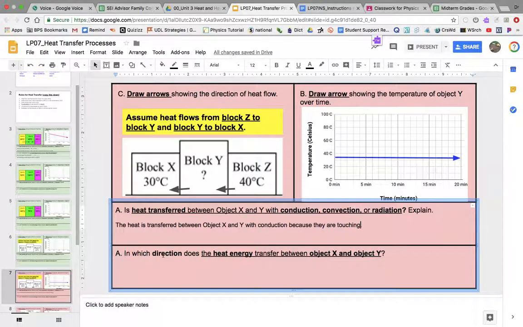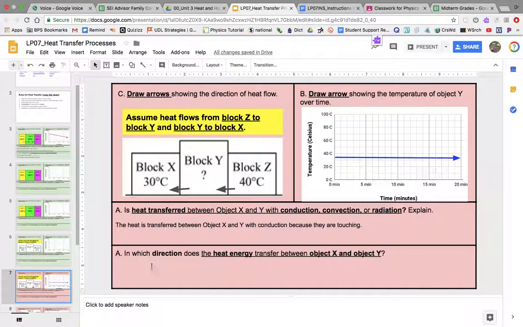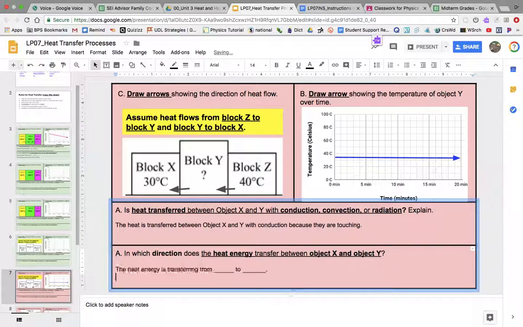Okay? And now, in which direction does the heat energy transfer between X and Y? This gives you the answer here, and it tells us that the heat transfers from Y to X. So I'm going to use this form here. It's going to make my life easier. The heat energy is transferring from object Y to object X. Okay, that's it.